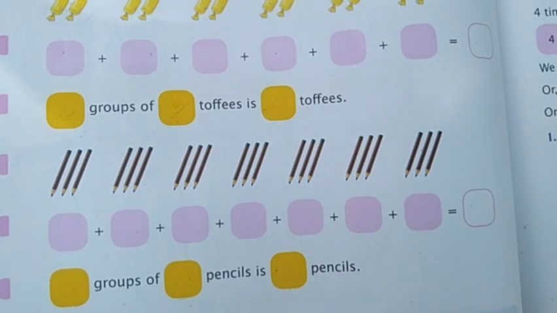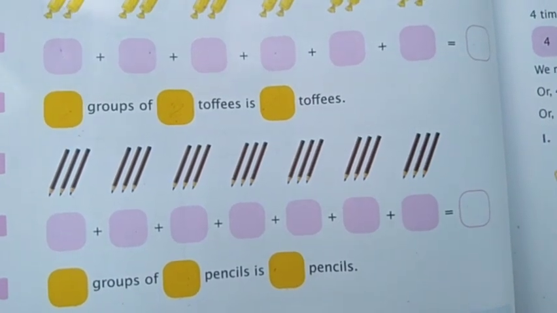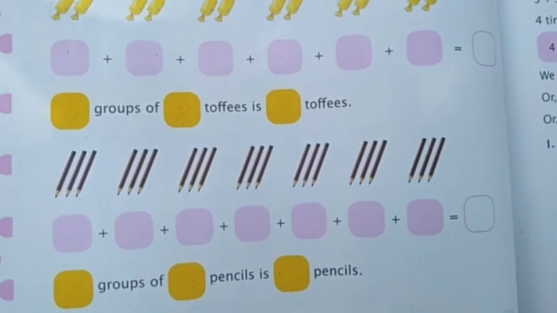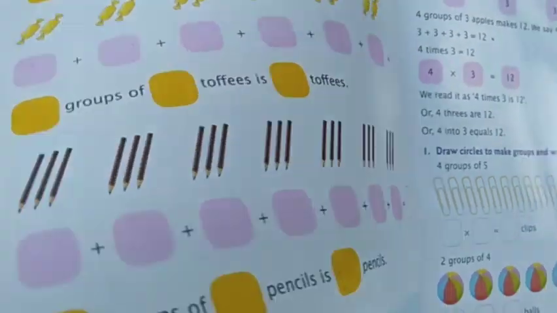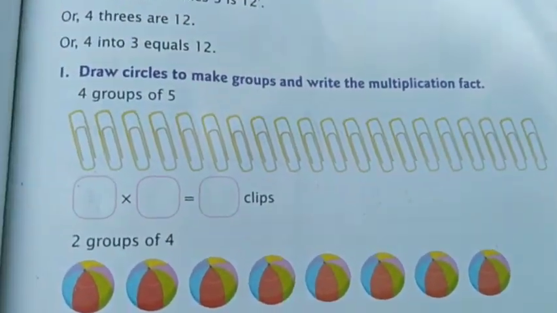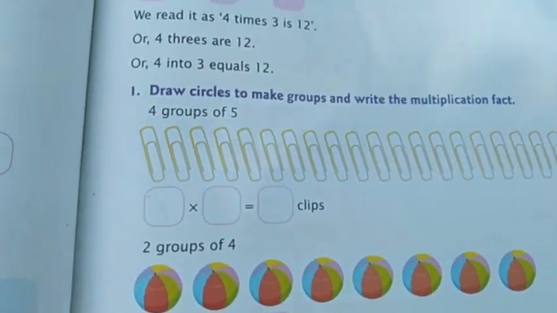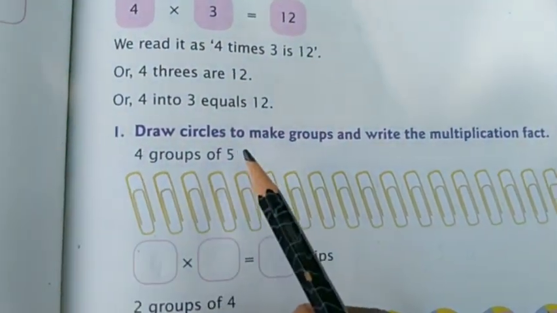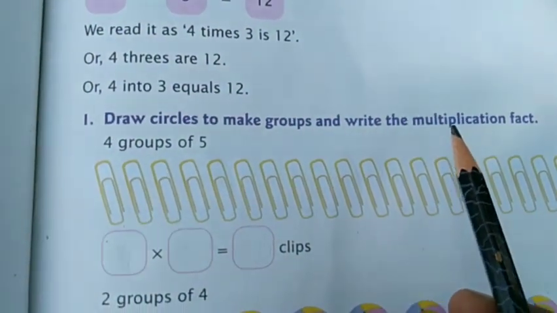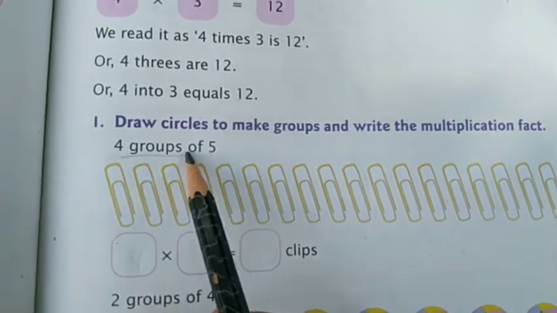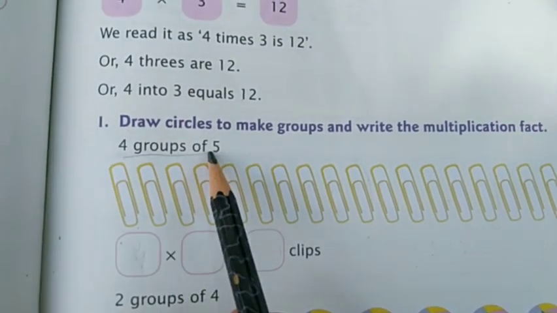You will realize that multiplication takes less time when it comes to repeated addition. Then we'll move to page 101. On page 101 you can see number 1. It is given: draw circles to make groups and write the multiplication fact. Here the statement given is 4 groups of 5.